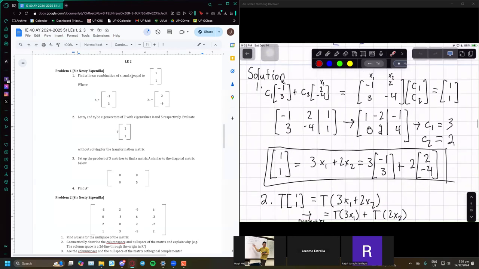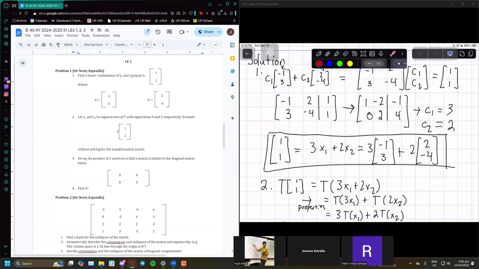So based on that, you know that the linear combination of x1 and x2 that will result in the column matrix 1, 1 is 3x1 plus 2x2, or here you can express it as 3 times its respective column matrix plus 2 times x2's respective column matrix.